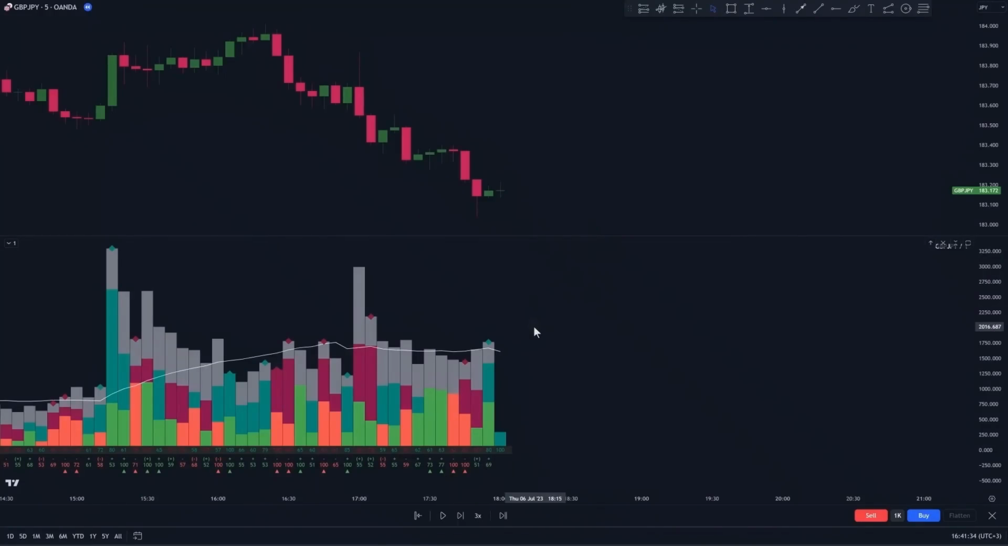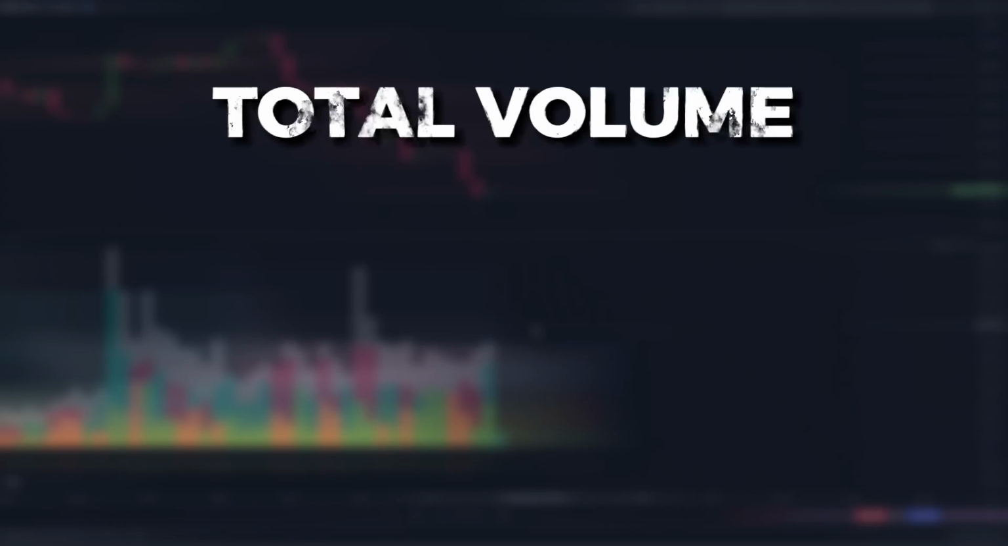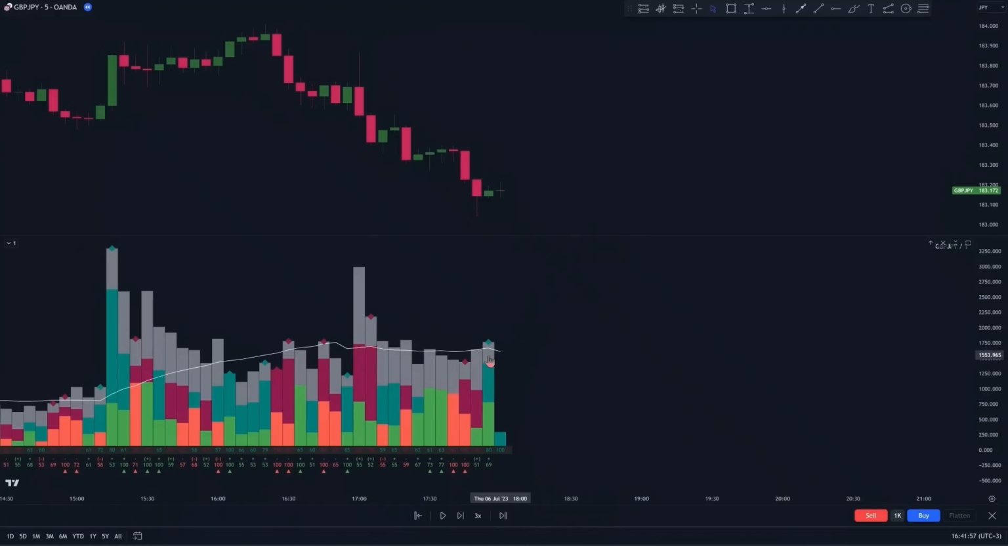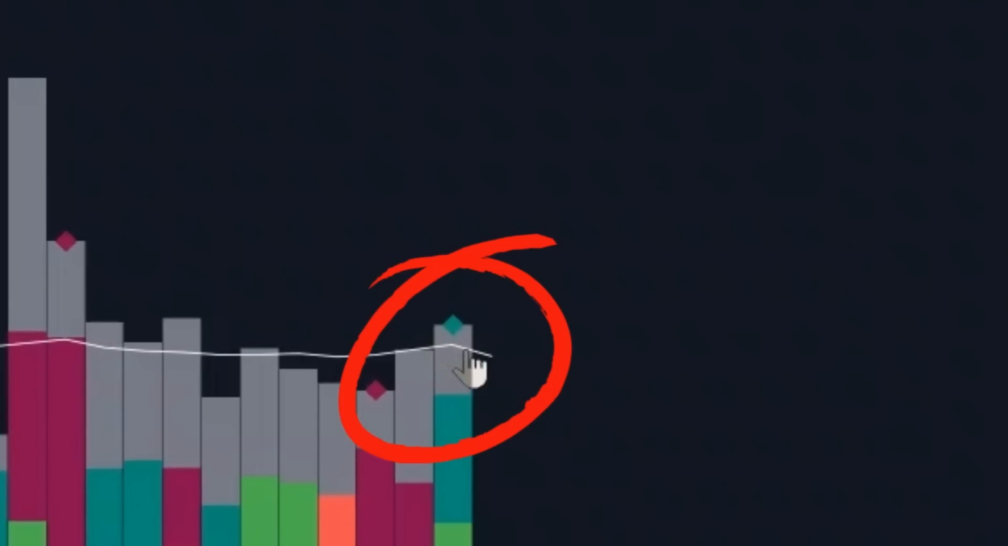This indicator provides the following information. Total volume. This is the total volume of trades executed regardless of whether they were buy or sell orders. By default, this is represented by this gray node right here.